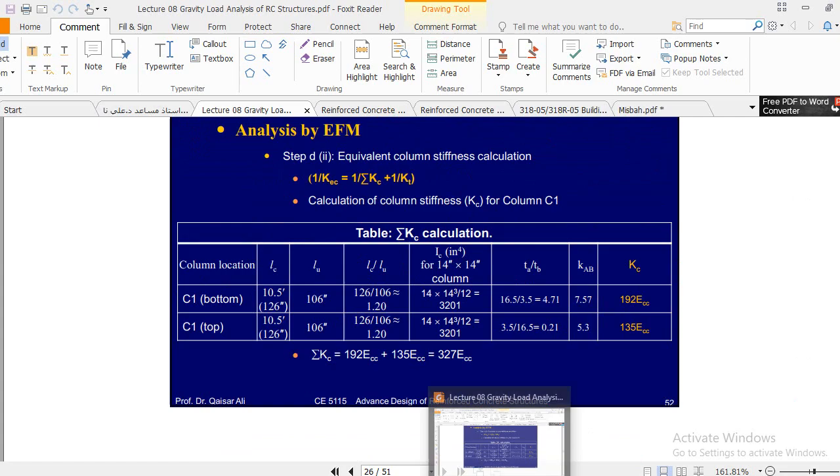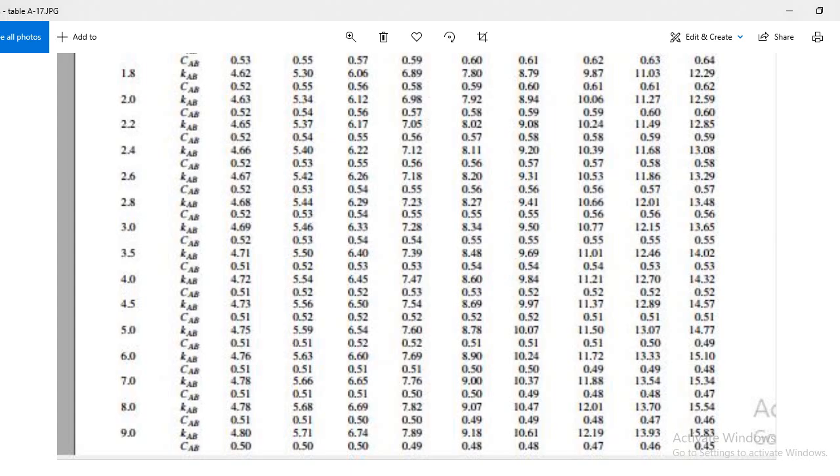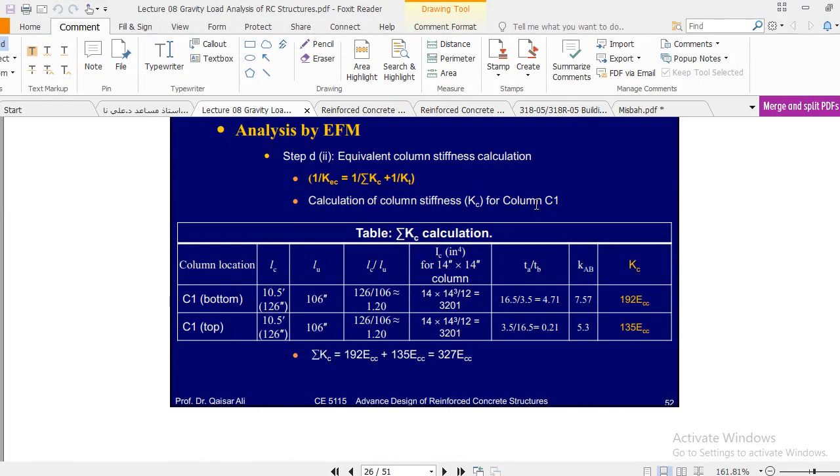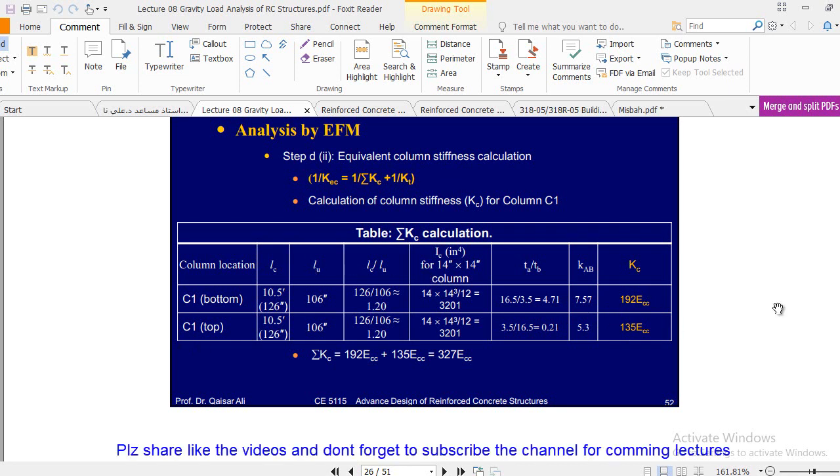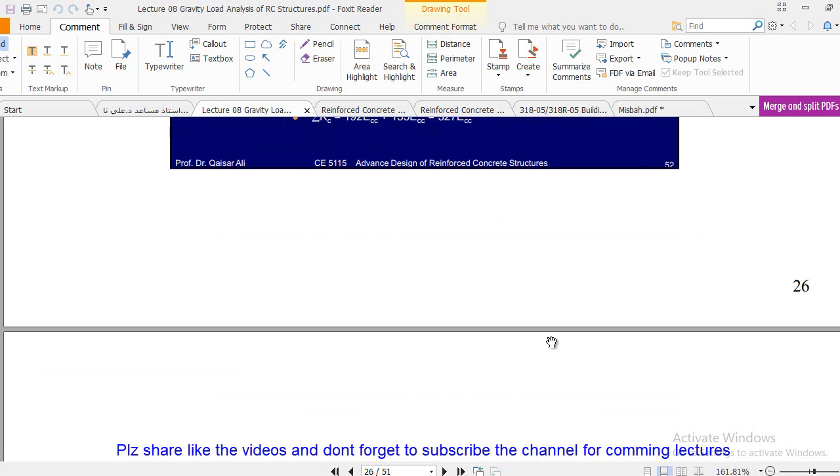Let's say for example the C1 and C2 columns are different, where there are no beams or the beam web depth is changed, then you have to repeat this procedure for the C2 column as well. But as the geometry is the same at C1 and C2, or the beam widths and depths are the same, we don't need to calculate C2. We will use the same values. Clear?